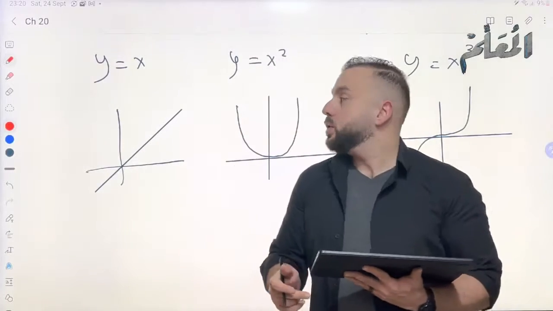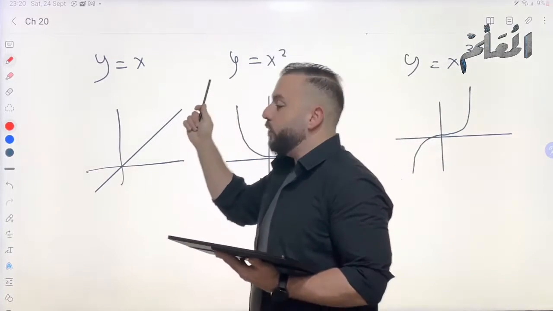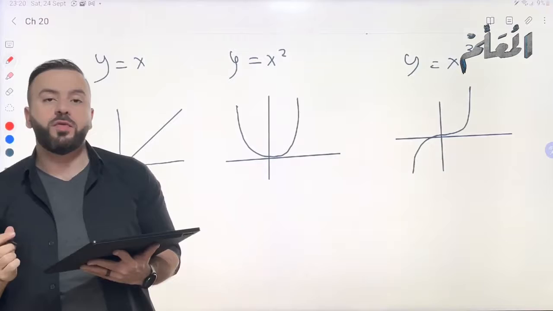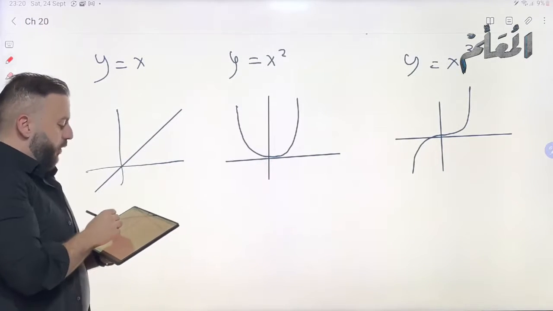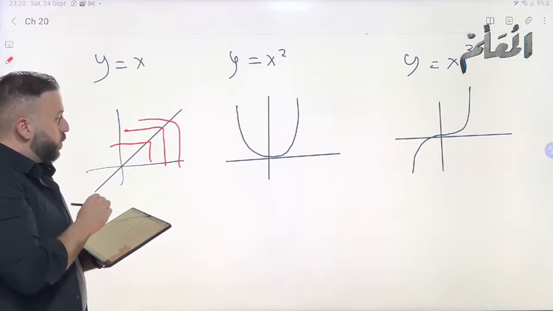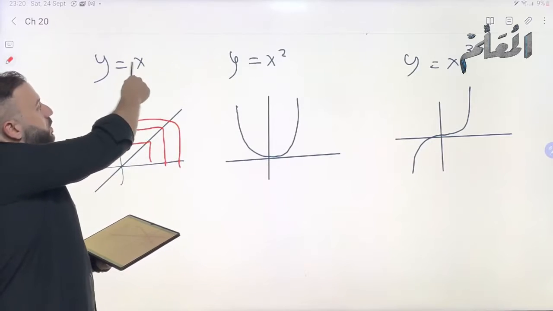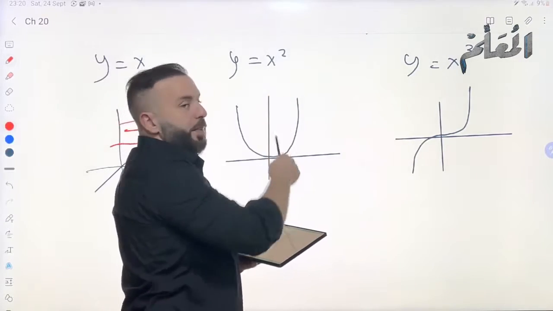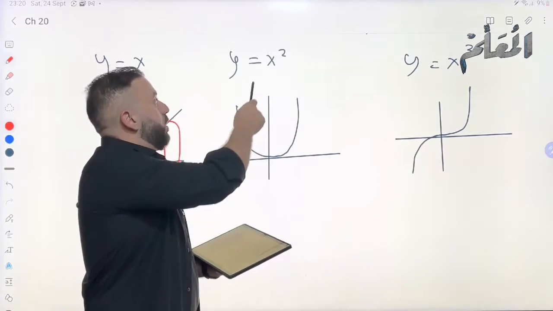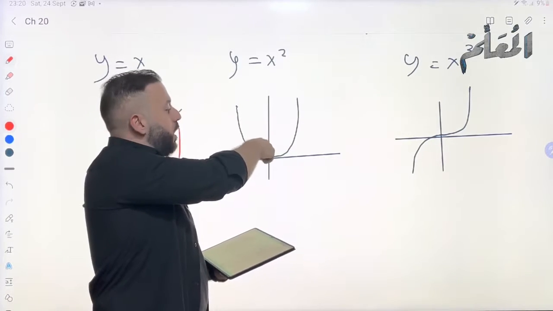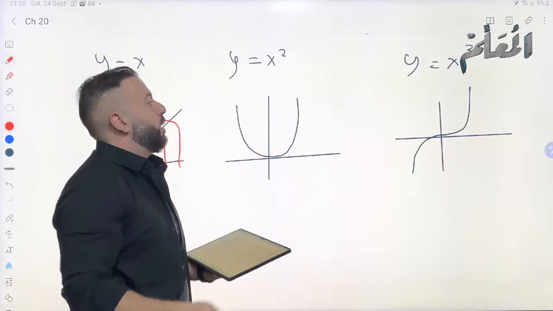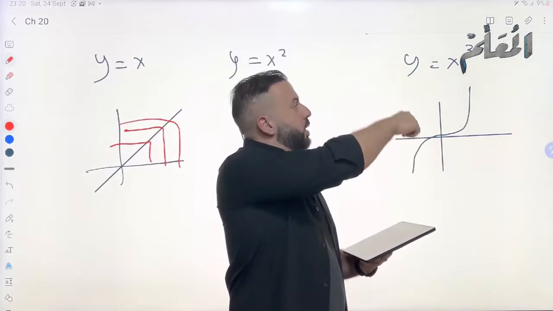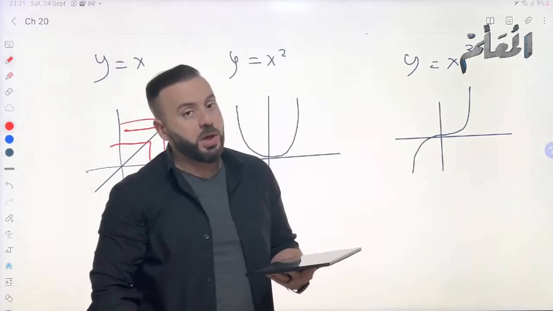Here we go. These are the three functions, which we call the parent functions. This is the linear. Whenever I have x, I have y. If x is 1, y is 1; x is 2, y is 2. And here, the parabola, the quadratic function: 1 gives me 1, 2 gives me 4, negative 2 gives me 4 also. And here the cubic function also has an input and output.